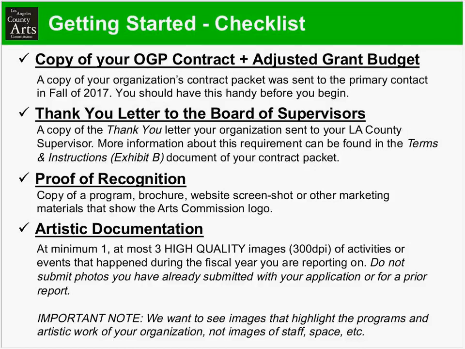We've provided you a little checklist here to help you just to get started. So this is even before you get into the review system to get everything compiled and ready to go. We'll need your contract and your adjusted grant budget, so just make sure you locate those. You're going to need those items for reporting. You're going to need the copy of your thank you letter to your county supervisor. If you don't know what I'm talking about, please make sure that you look at Exhibit B. It has full instructions about how to do that. If you haven't done it yet, you can send it ASAP, but maybe get that done right away because we will need a copy of that thank you letter.